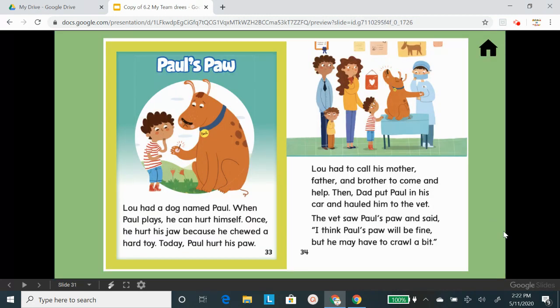This is going to be a quick lesson today because we are almost done. We're going to read this story about Paul's paw. Here's the dog. His name is Paul. You can tell that from his name tag. Uh-oh, ouch. He has something in his paw and it really is hurting him. Let's see if we can read the story. There's going to be lots of ah words in it.